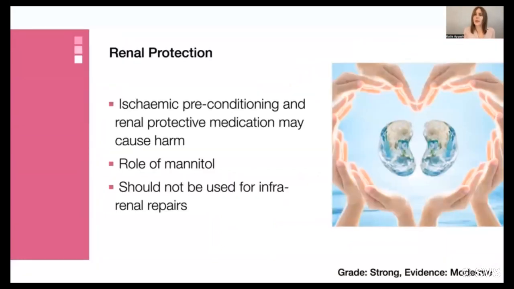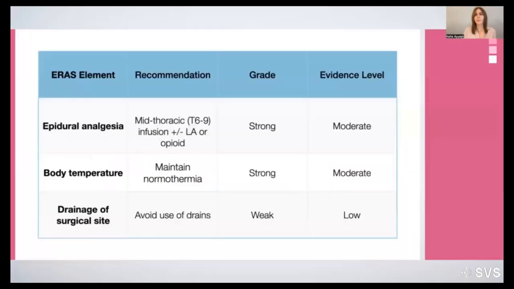So what can we do to protect the kidneys? This is really for infrarenal repairs. Using ischemic preconditioning to reduce kidney injury is harmful and is not recommended by NICE, but we don't know if there's any benefit for suprarenal repairs. There may be a role for the use of mannitol. There was one small study which showed benefits for suprarenal repairs, but this hasn't been replicated.